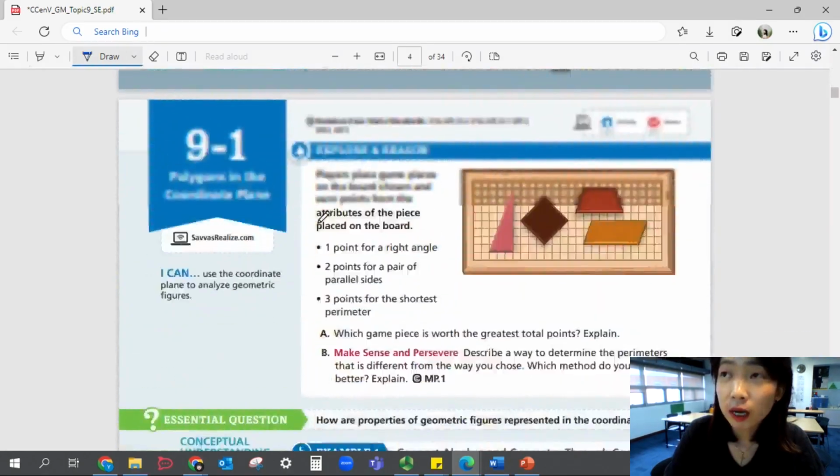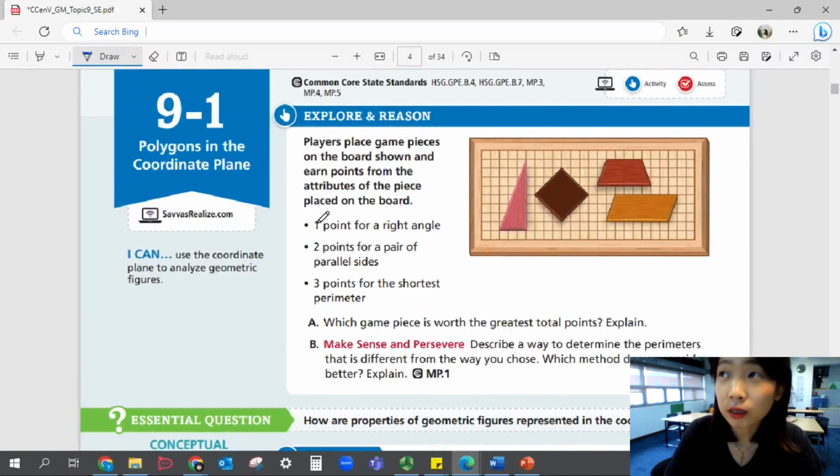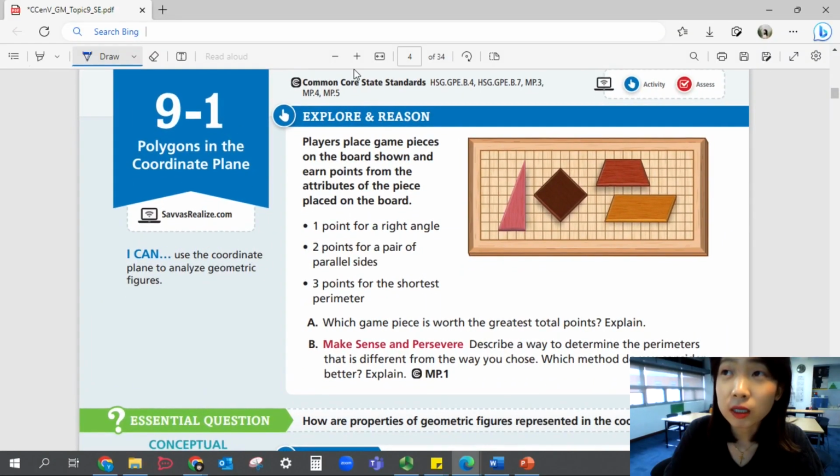So let's look at lesson 1. Lesson 1 is about polygons and the coordinate plane. In this lesson, we'll be able to use the coordinate plane to analyze geometric figures. Let's start with explore and reason.